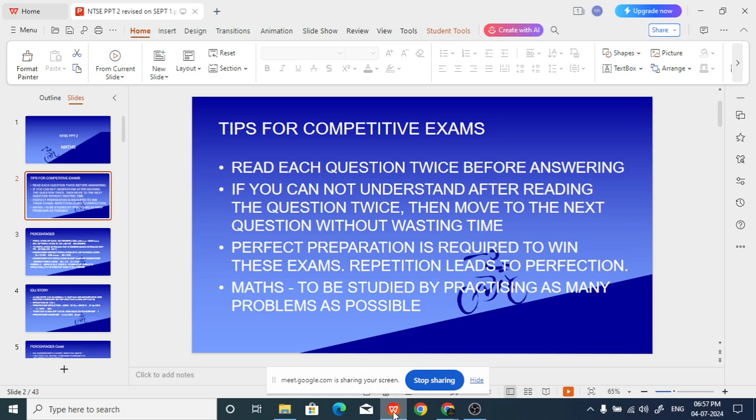And okay, maths, how do we study maths? Maths is to be studied by practicing as many problems as possible. Mathematics is to be studied by practicing as many problems as possible. This is in a nutshell, which I am sure you all know. In spite of that, I am just giving you in the beginning some touch on how we should move from this time onwards. Let's go to this.